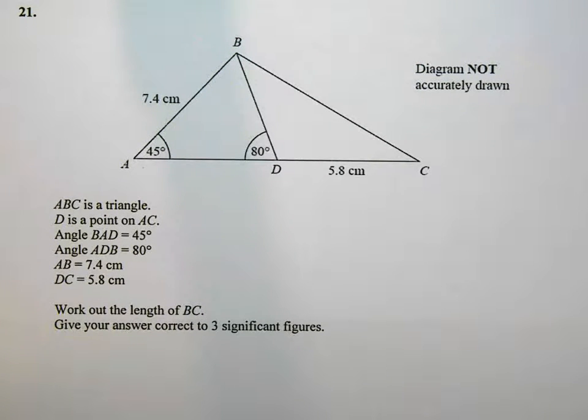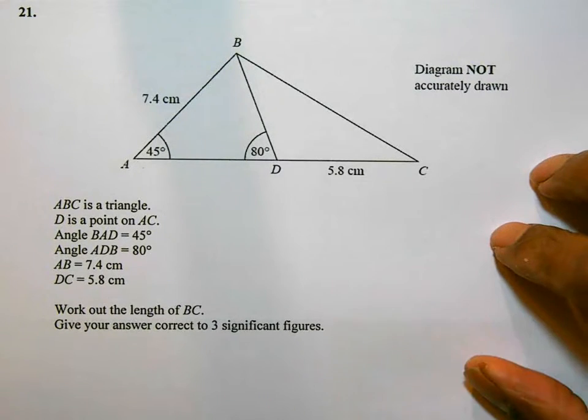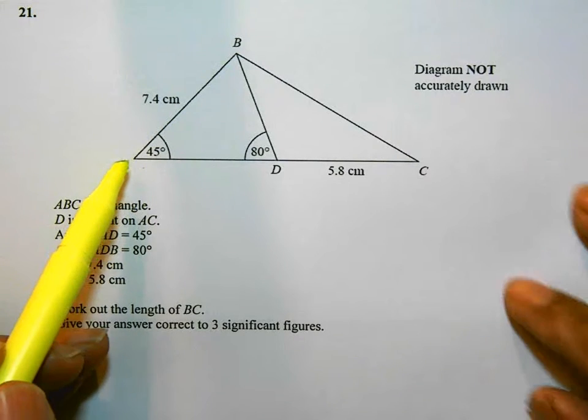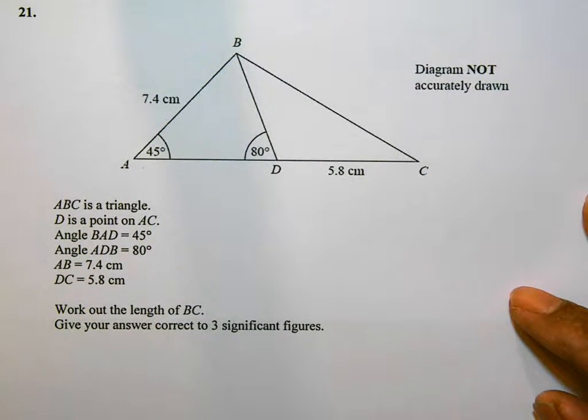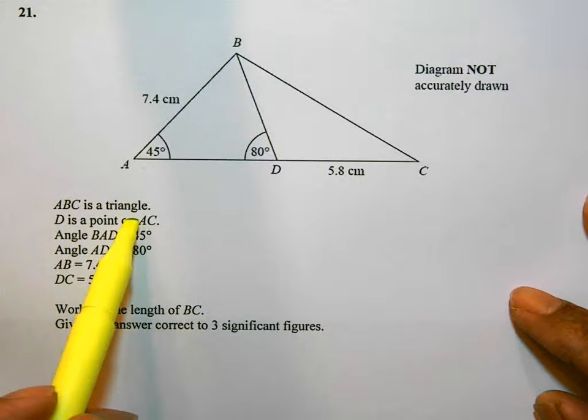This is question number 21 on the November 2014 calculator paper. So let's look at this question. At this stage of the paper, you should be expecting an A-star type question. And this is it. Looking at the question, it says triangle ABC is a triangle.